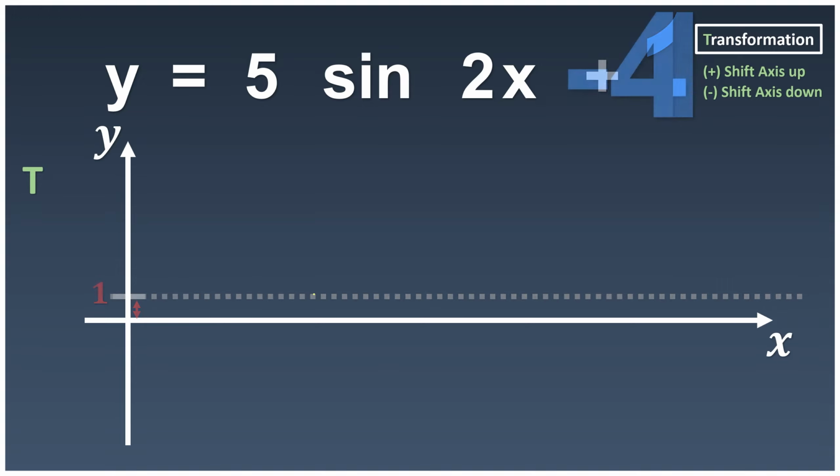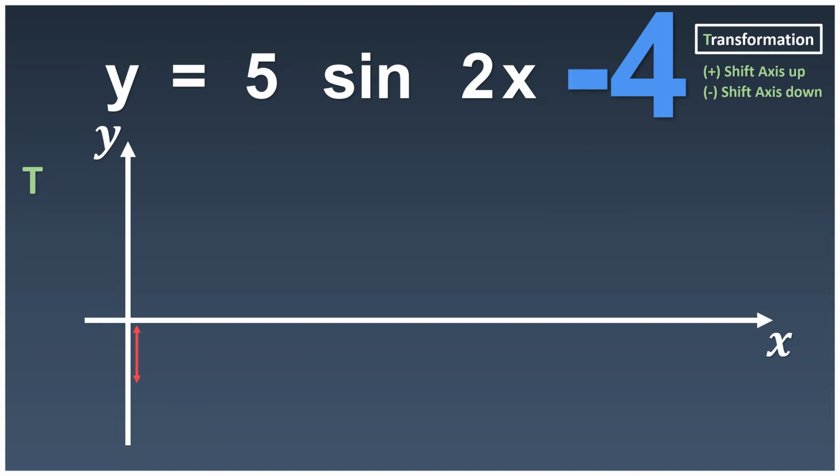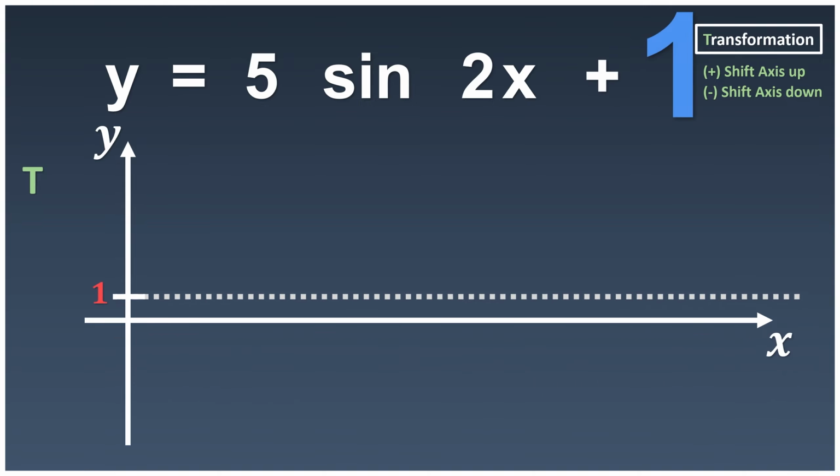So if now we have -4, it means we're going to go to the location that is below the original axis by 4 units, which is -4, and construct a new axis there. So now let's go back to +1.